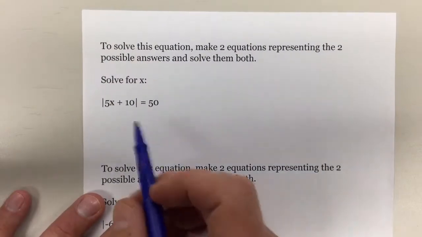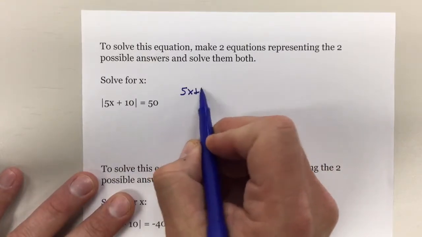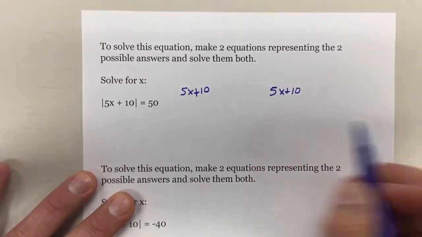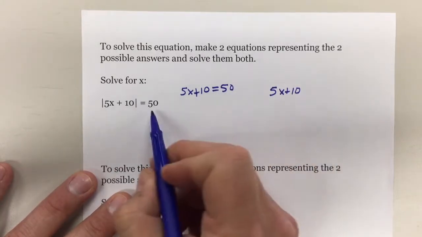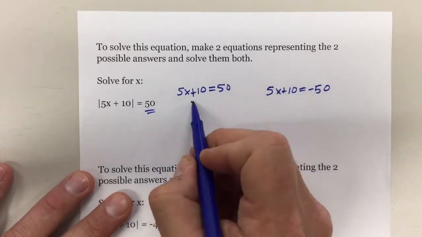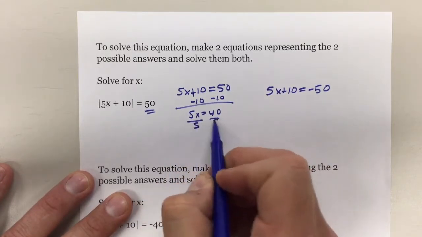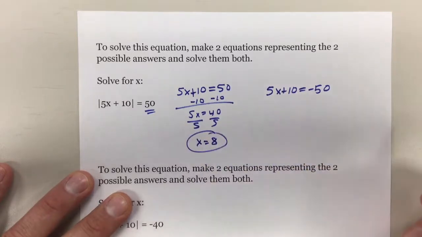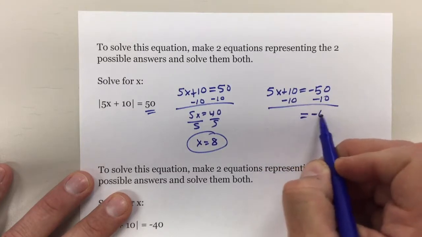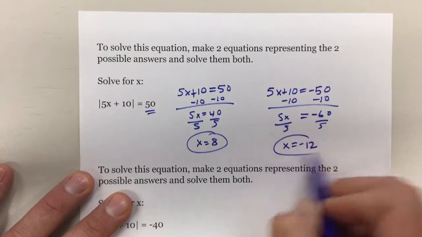On the back, here I have another equation: the absolute value of 5x plus 10 equals 50. So I'm going to take 5x plus 10, the stuff that's inside the absolute value, and I'm going to write that twice. And I'm going to make one of them equal to 50, and one of them equal to negative 50. And then solve them both. So subtract 10, I get 5x is 40, divide by 5, I get x is 8 as one answer. On the other side, I'm going to subtract 10. That's going to give me negative 60 for 5x, divide by 5, and I'm going to get negative 12.